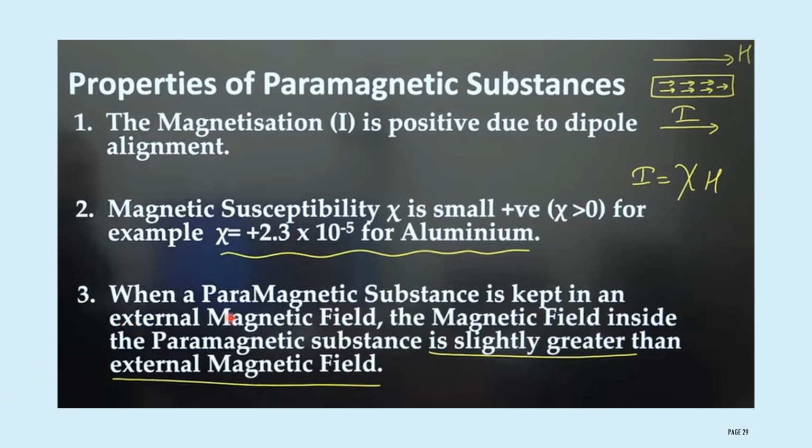Third point, when a paramagnetic substance is kept in an external magnetic field, the magnetic field inside the paramagnetic substance is slightly greater than the external magnetic field. Here also you can observe, if you apply an external magnetic field, the atomic dipoles in the paramagnetic substance get aligned in the proper direction. Because of this alignment, the magnetic field inside a paramagnetic material is slightly greater than the external magnetic field.